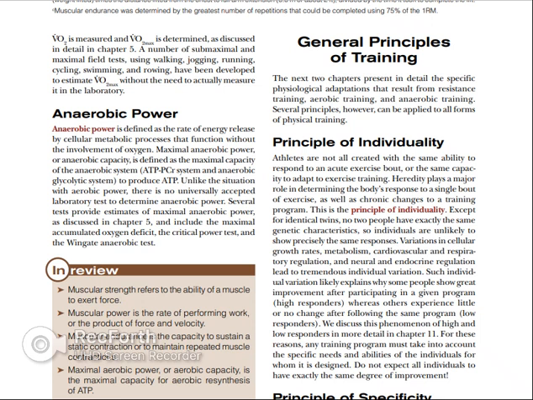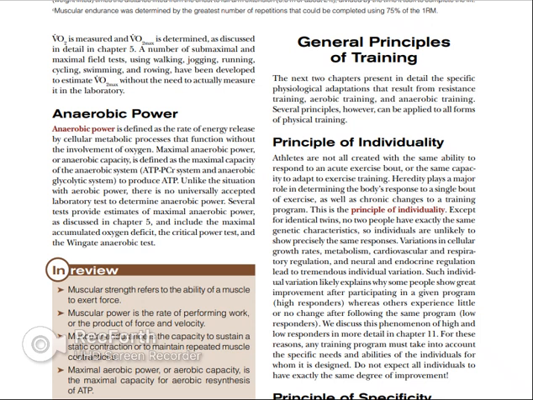Anaerobic power. Anaerobic power is defined as the rate of energy release by cellular metabolic processes that function without the involvement of oxygen. Maximal anaerobic power or anaerobic capacity is defined as the maximal capacity of the anaerobic system, the ATP-PCR system and anaerobic glycolytic system, to produce ATP.